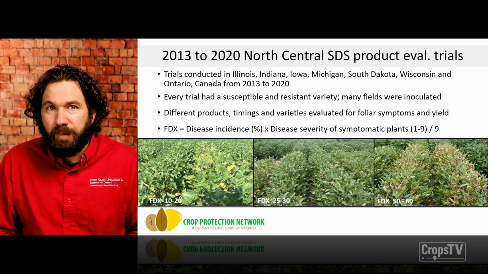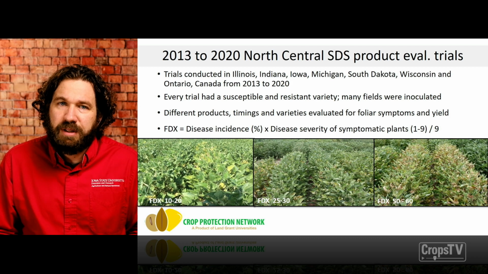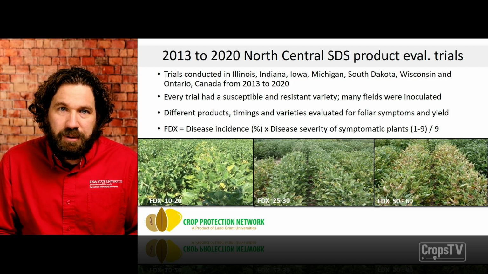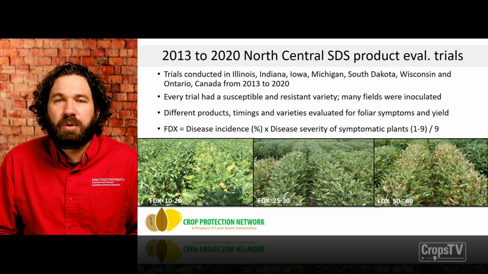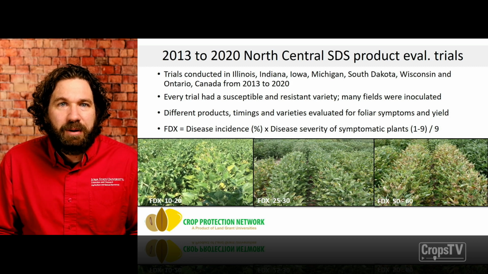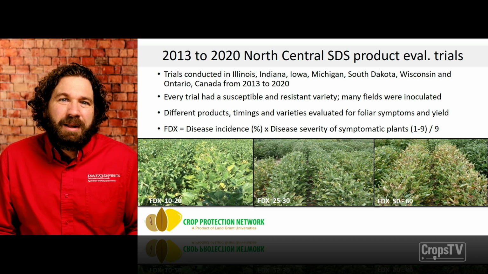So the one term, FDX, that's foliar disease index, and that's the combination of incidence, which is the percentage of the plants that are infected, and severity, sort of how sad or how infected those plants are. We typically rate on a 1 to 9 scale. And then when we combine those two things and frame it into a 0 to 100 scale overall, that's your FDX.